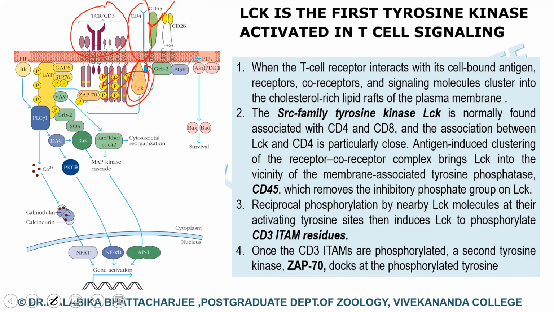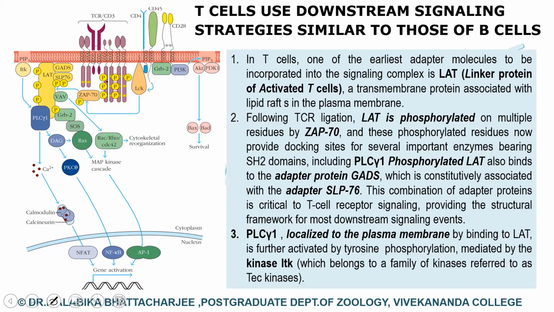on the CD3 molecules. Once the CD3 items are phosphorylated, a second tyrosine kinase comes and associates with these phosphates. So a second tyrosine kinase, ZAP70, is brought and it complexes with this structure. Next, we have a signaling link: LCK phosphorylates the ITAMs of CD3, and CD3 is phosphorylating ZAP70. Meanwhile, there is this large adapter protein known as LAT, linker protein for activated T cells.